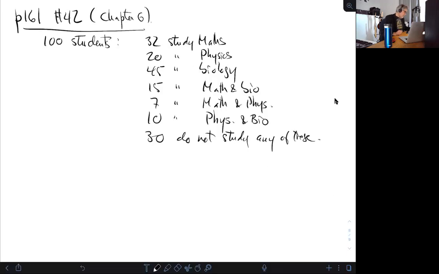Okay, and the question, there are several questions, but the first question is the key question. How many study all 3 topics? Okay, they're all the same. If you look at the one that I did in the slides and you look at this one, they are exactly the same. Okay.